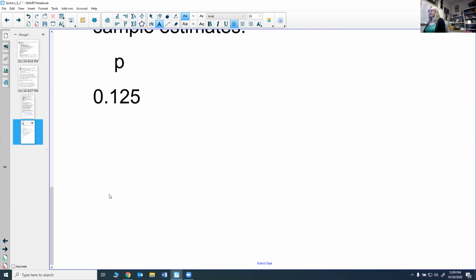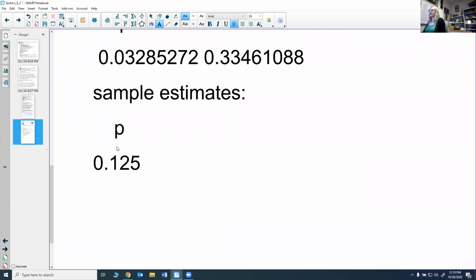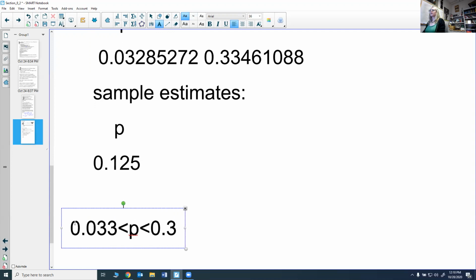And now I can come down here and I can say that 0.033, let's say, is less than P, is less than 0.33. Guess I better round this up to one more decimal place. So 0.0329 to 0.335 is my proportion.